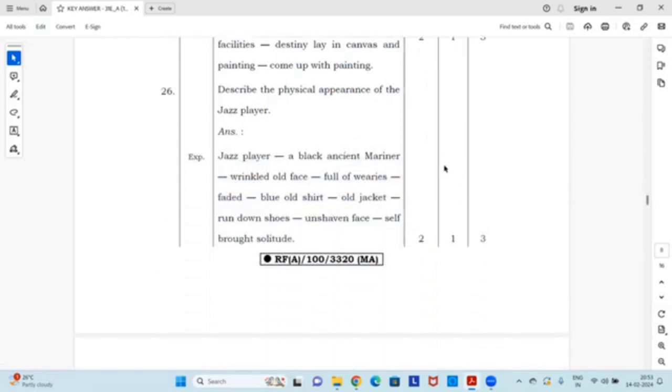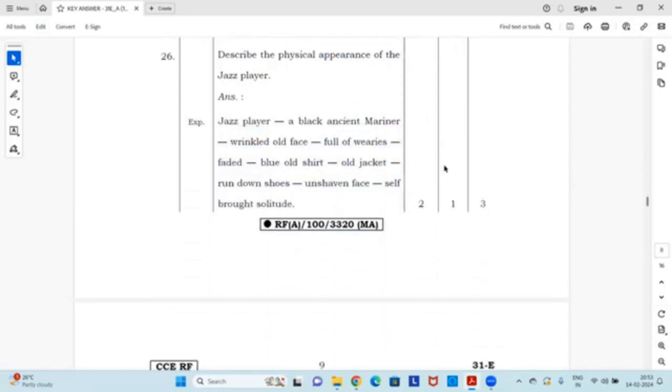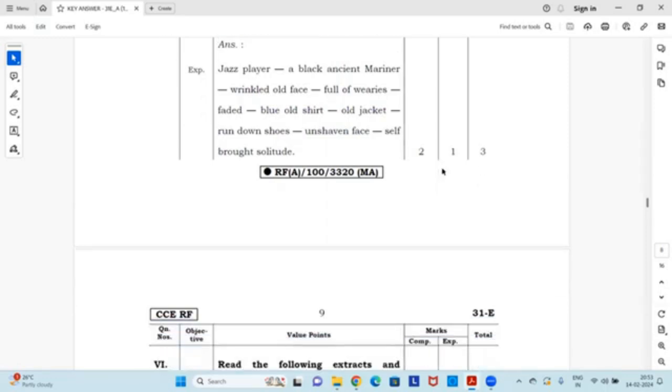Question 26. Describe the physical appearance of the jazz player. So you have to describe his appearance. The jazz player, he was a black ancient mariner, with a wrinkled old face full of worries, a faded blue old shirt, an old jacket, run-down shoes, an unshaven face, and self-bought solitude. So these are the key points. With this, you can write your answer over here.